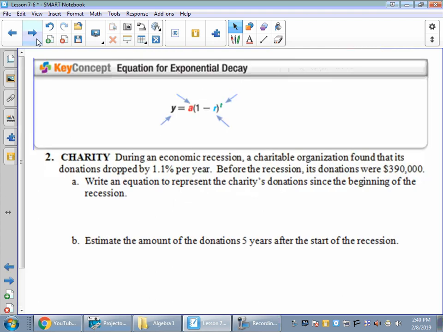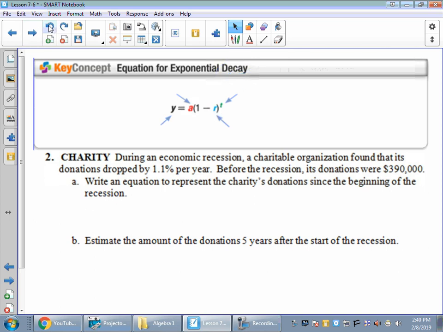All right, let's take a look at exponential decay. So on this one, very, very similar. What do you notice that's different? The only thing that's different here is instead of 1 plus r, it's 1 minus r. It's a difference now. And you think about the minus because of its decay. Okay? So that's what we're looking at there.